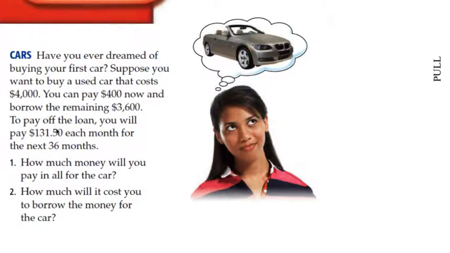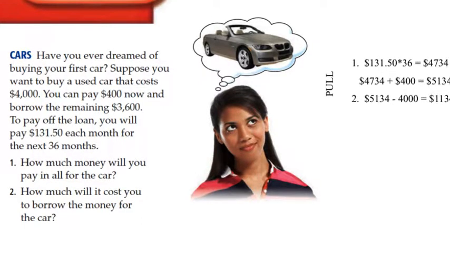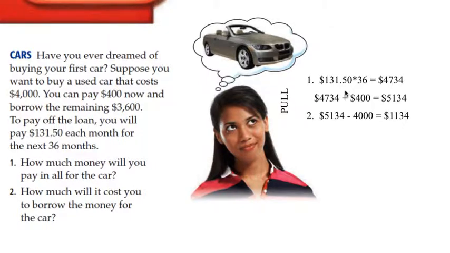If you're paying $131.50 for 36 months, that's how much money you paid for the car. So when you multiply those two numbers together, $131.50 times 36, you end up paying $4,734. The car only cost $4,000. Okay, so that $4,734 that you paid over 36 months, you also put a down payment of $400 up front.